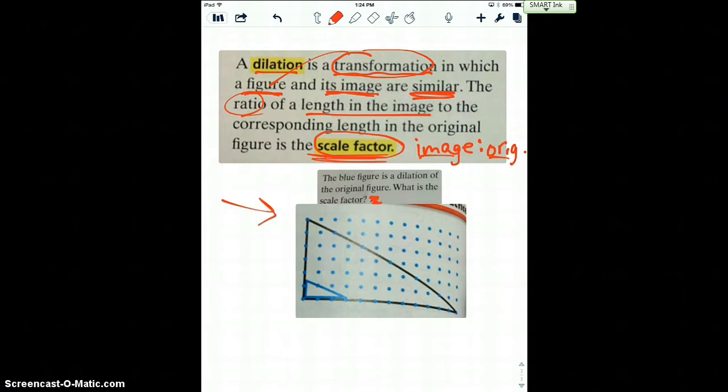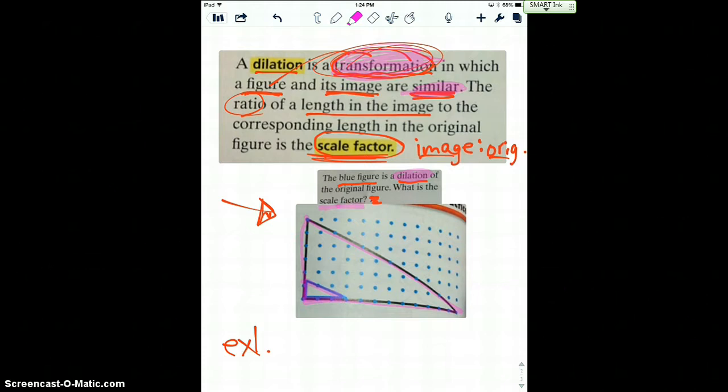So if we take a look at this one here, you can just write out example 1 in your notebook. It says the blue figure is a dilation or transformation of the original figure. So my original figure must be this one on the outside. Okay, there's my original, and it got transformed into this blue, into that blue little triangle. But what we know, if it says it's a dilation, we know these 2 are similar. And now it's asking, well, what's the scale factor?